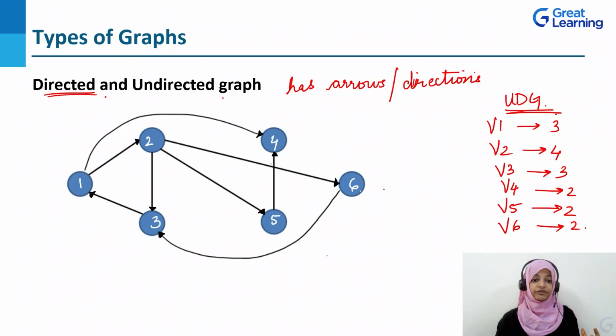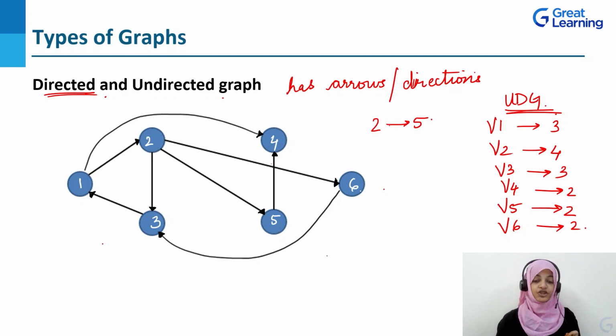We've got edges moving from vertex 1 to vertex 4. We've got edges moving from vertex 1 to vertex 2. We've got edges moving from vertex 2 to vertex 3, 5 and 6 and so on. So as you can see, there is a specific direction that our edges are taking. This means that for any given edge here, we have to see what the source and the destination of a particular edge is. Now, how do we find the degrees of the vertices of a directed graph?